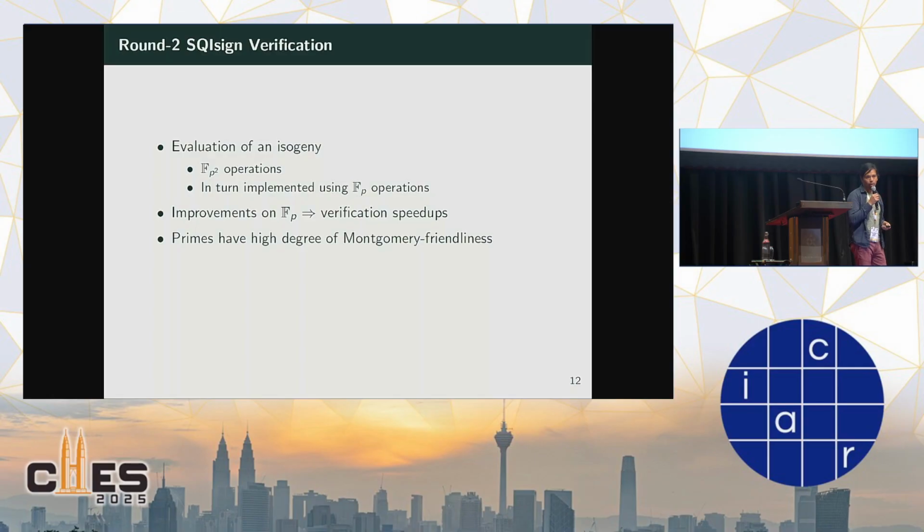Now, if you take a look at the primes of SQIsign, they have a high degree of Montgomery friendliness. So they are good candidates for applications using our library. And for primes of level 1 and 5, we were able to eliminate a conditional subtraction that is needed in the reference implementation, so that also helped.